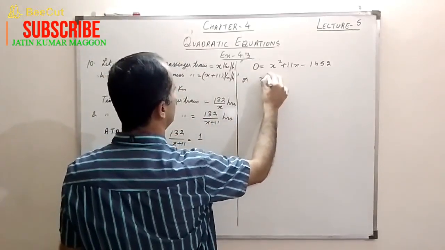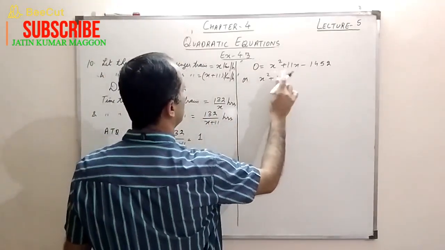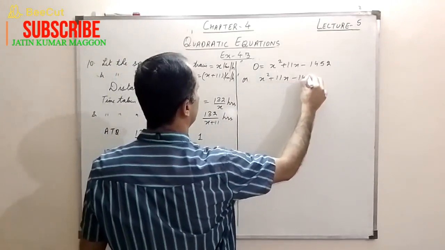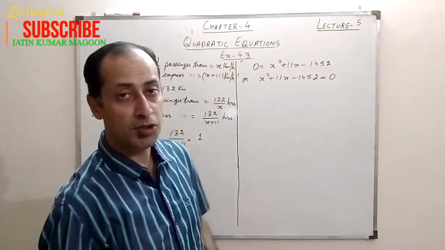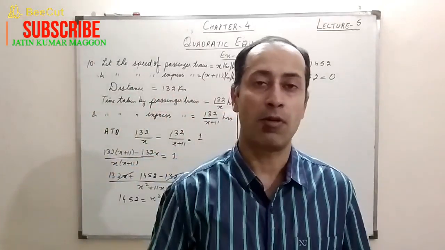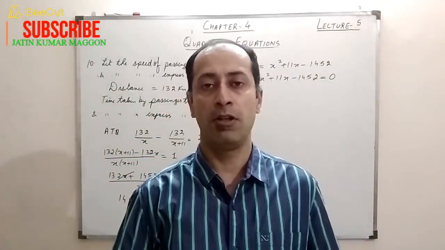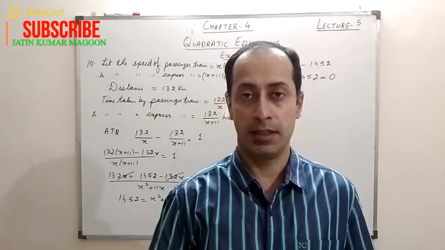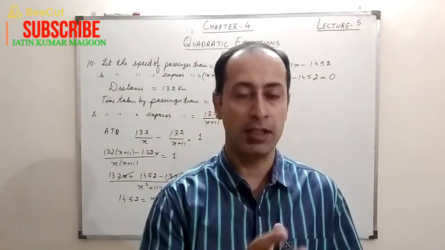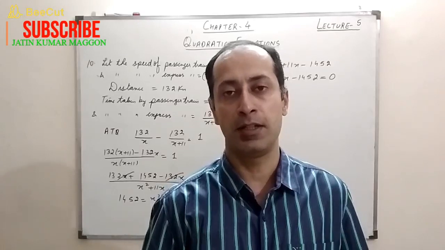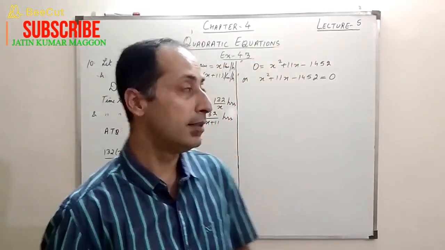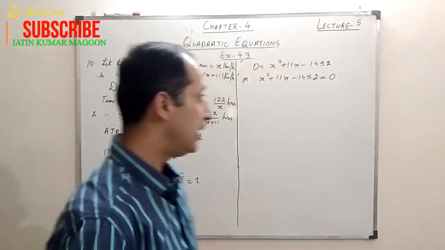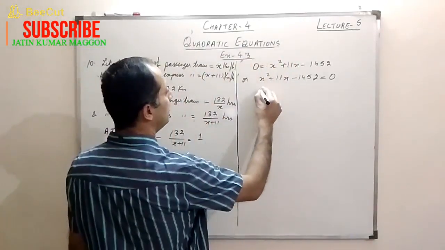Or we can write this equation in this form: x square plus 11x minus 1452 equals 0. Again, you can do this question by using the quadratic formula also, because you will not be able to do the splitting of the middle term easily. It will not be easy to find the two numbers whose product is 1452 and sum is 11. But I will be doing it by splitting the middle term.